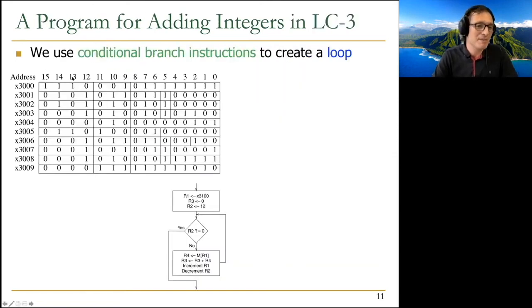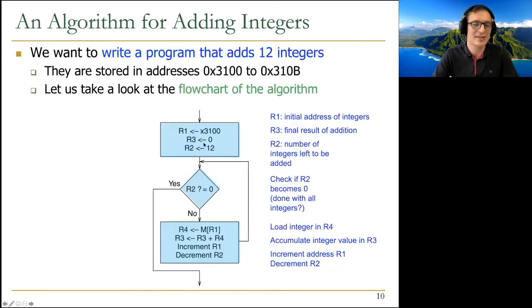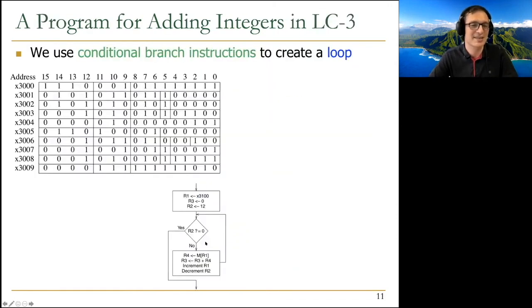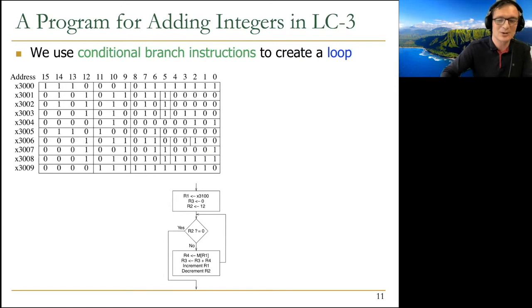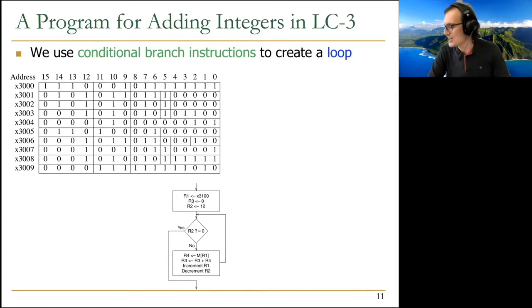So the next step is translating all of these to instructions in the ISA. And that's what this does. This directly goes into machine code, of course. And we use conditional branches to create a loop. And these are the instructions, as you can see.